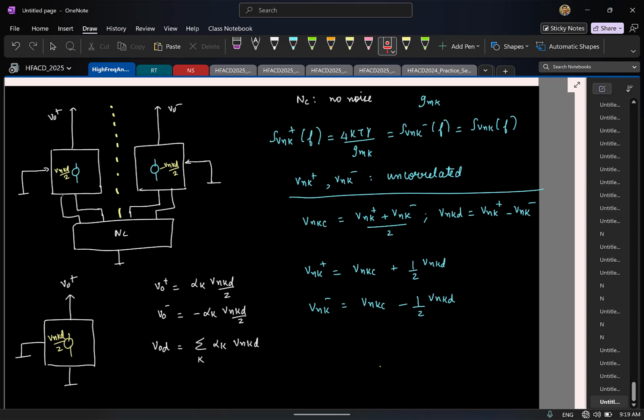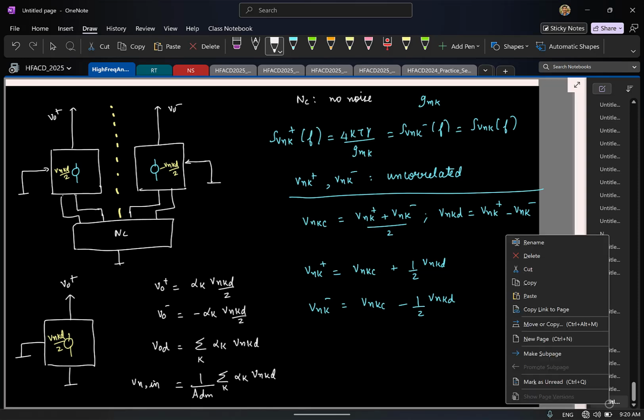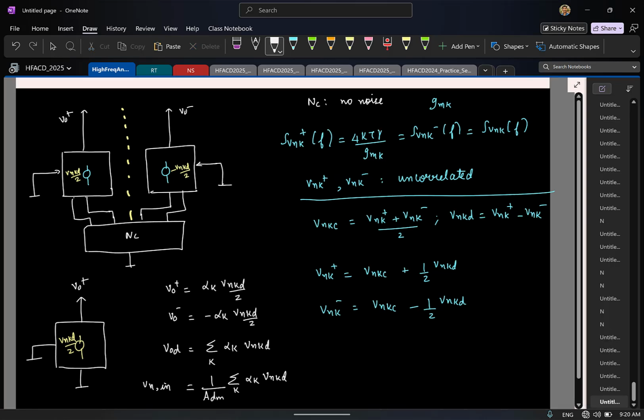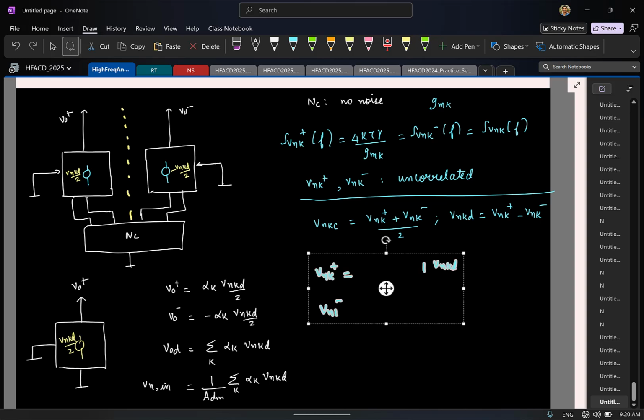Now I want to calculate the input referred noise. So what will I do now? Divided by, differential mode gain or common mode gain? Differential mode gain. So to find the input referred noise, I'll basically take this entire thing, summation k alpha k Vnkd, I divide it by the differential mode gain. That's all. Let me make some space here. So that's all, we have computed it.